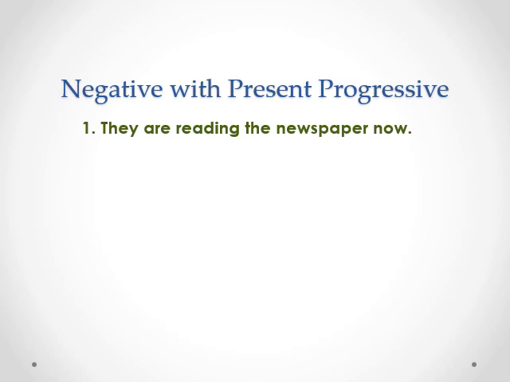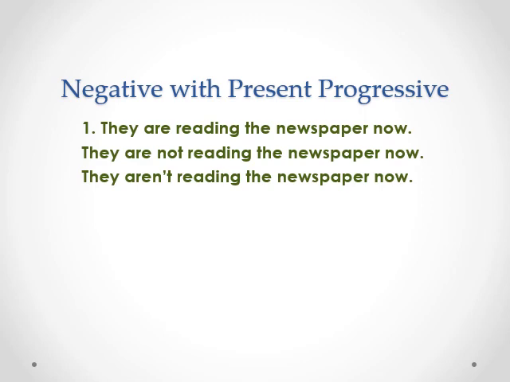This is an affirmative sentence. I want to change it to negative. Negative with present progressive is very easy. All you need to do is to add not after the verb to be. Here it is. They are not reading the newspaper now. Or if you want to form the contraction, they aren't reading the newspaper now. You cross the o in not and you replace it with an apostrophe.